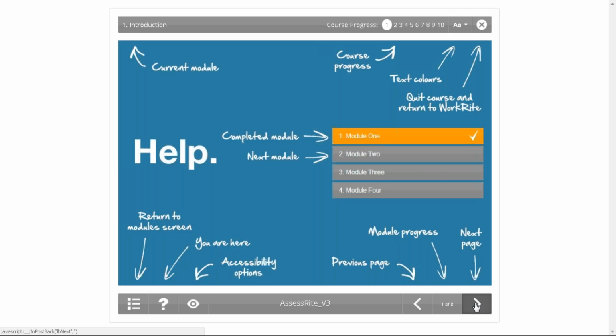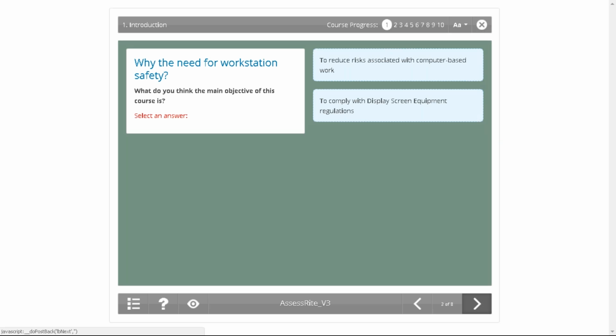For existing WorkRite clients, this bit will be familiar, but here, look at that, a question straight away. So, why the need for workstation safety? What do you think the main objective of this course is? Is it to reduce risks associated with computer-based work, or to comply with display screen equipment regulations? What do you reckon, Chris?